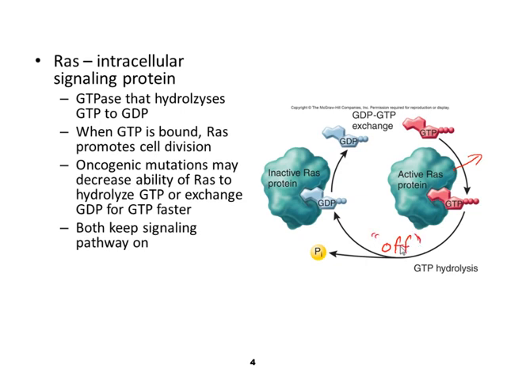If it can't turn itself off, we can imagine that active RAS is going to continue to tell the cell to divide. So an oncogenic mutation in this case would result from a loss of function mutation in which we've lost the ability to hydrolyze GTP. So here's where the mutation would occur. And as a result, the signaling pathway is always on. And if the signaling pathway is always on, what we end up with is unregulated cell division.